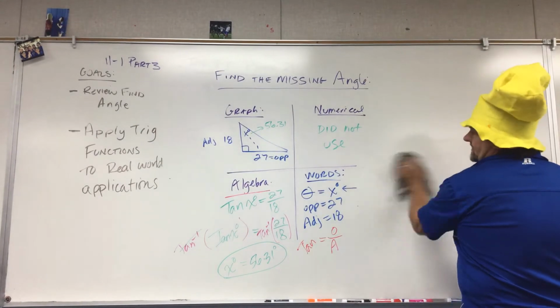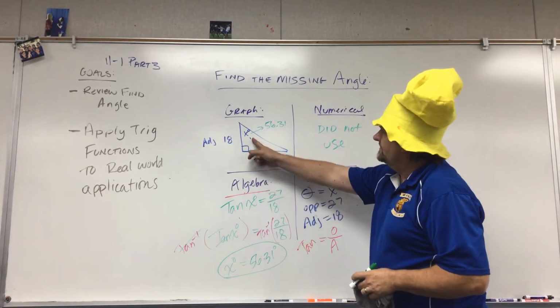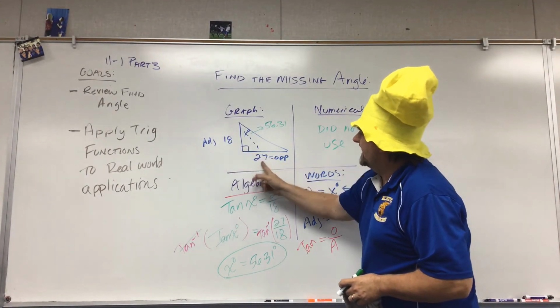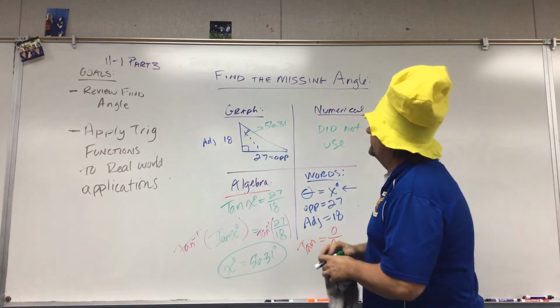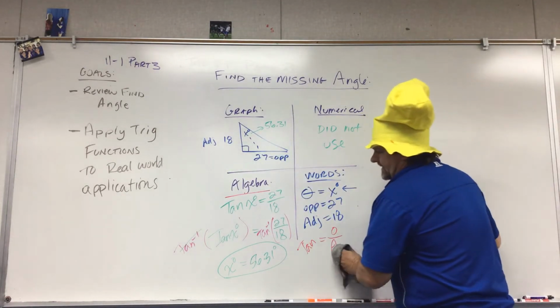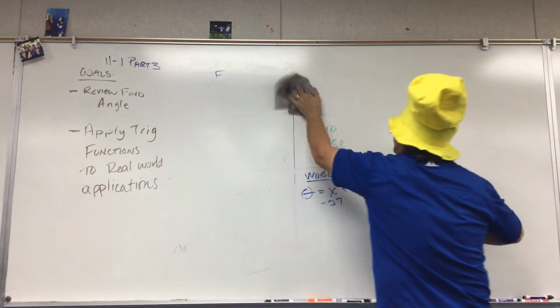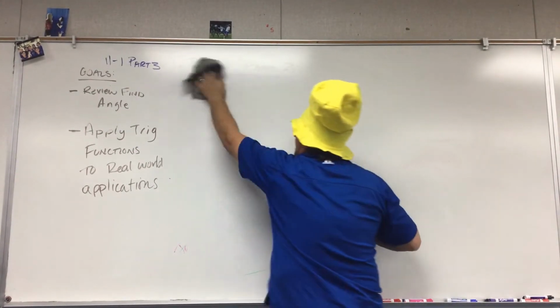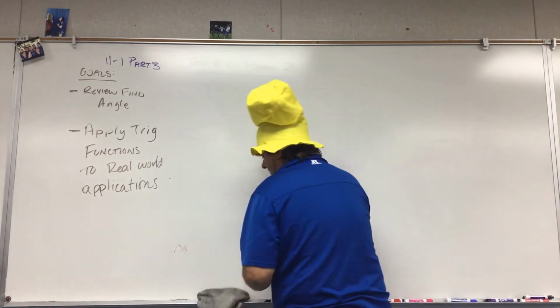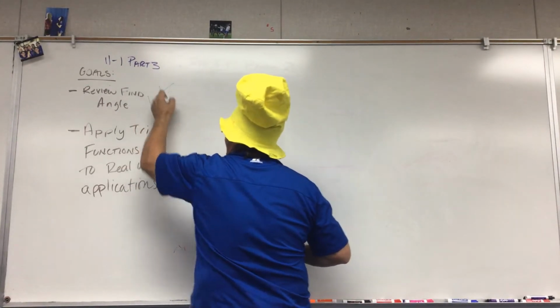So we've just reviewed how to find a missing angle. I'm given two sides. When I use two sides, I'm looking for a missing angle, so I'm going to use my trig functions. All right, I'm going to erase that one, and we got that one done.